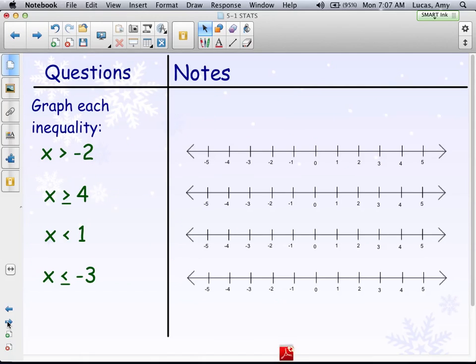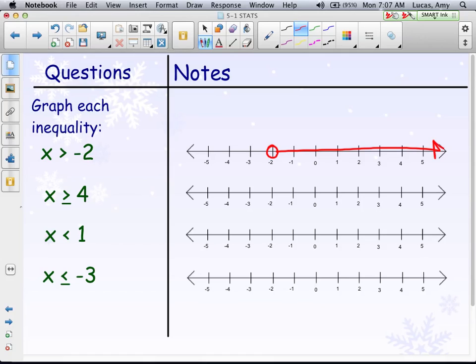Okay, graph each inequality. The first one says x is greater than -2. So I'm going to go with an open circle on -2, and greater than goes to the right.